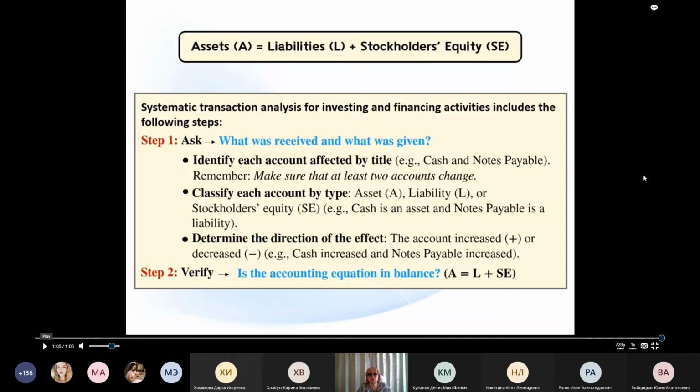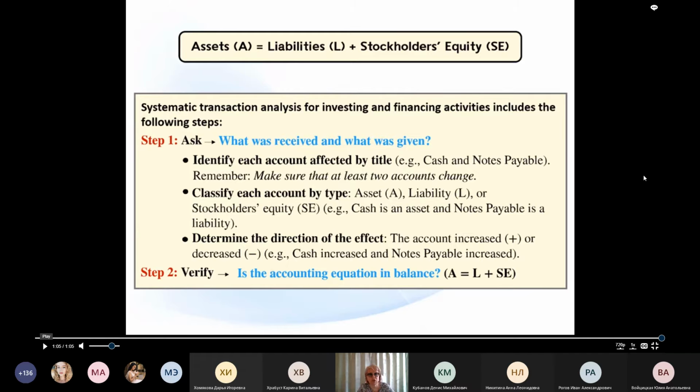So dear students, now on the screen you can see the procedure of transaction analysis. First of all, I would like to repeat once again, this is the main dual concept of accounting. What does it mean? For every transaction, we must identify at least 2 accounts involved. It could be more, but at least 2 accounts should be identified in order to determine these relationships: what was received, what was given. So this is the first question: what was received and what was given.